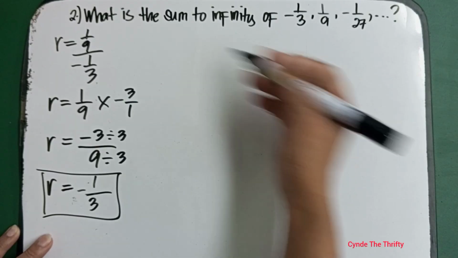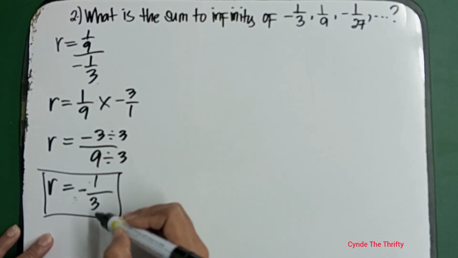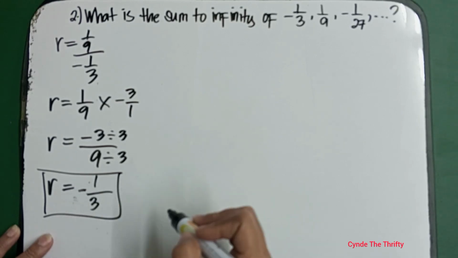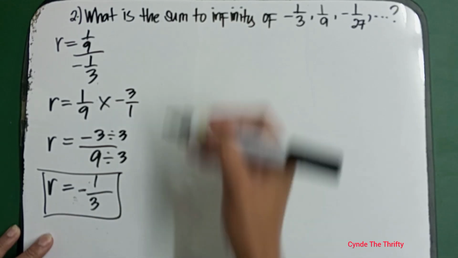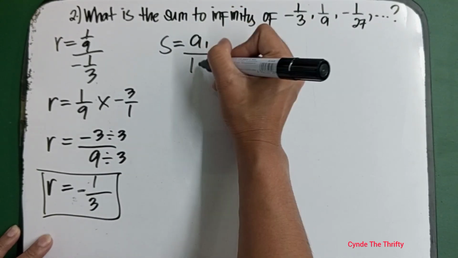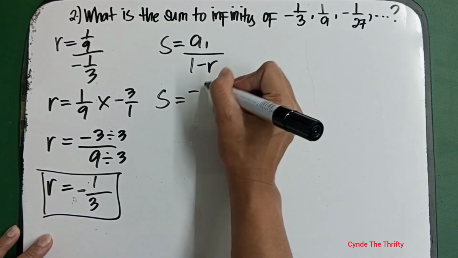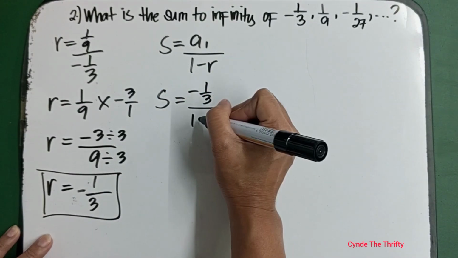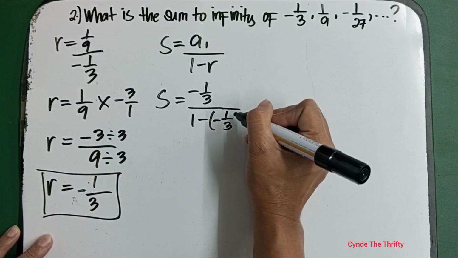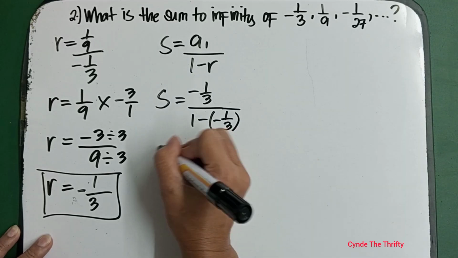So now, dahil may common ratio na tayo, so ang common ratio natin is negative 1/3. So therefore, between negative 1 and positive 1 siya, no? So, pwede natin gamitin ang ating sum to infinity. So, sum to infinity is equal to first term over 1 minus the common ratio. So, ang first term natin is negative 1/3 over 1 minus the common ratio na negative 1/3. Don't forget your sign na negative. Napaka-importante po yan. Usually, dyan po tayo nagkakamali.